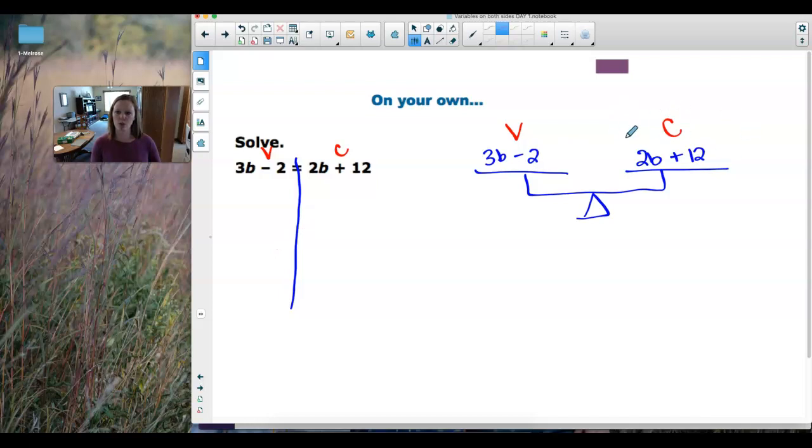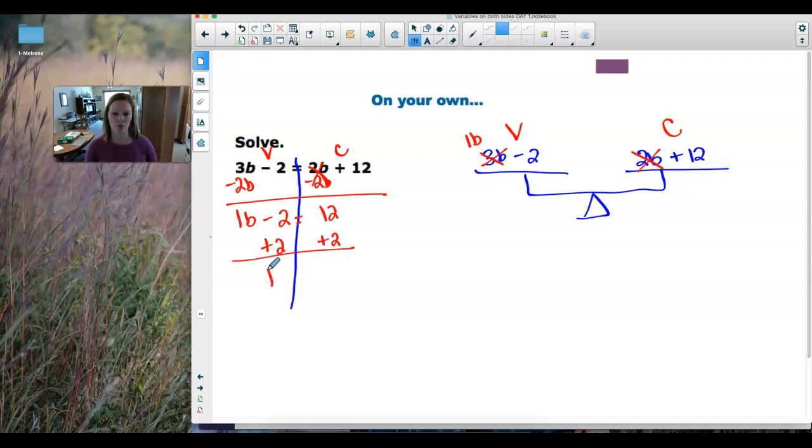Okay, so if I only want constants over here, I have to get rid of these two b's. So I'm going to minus 2b to get rid of those. The minus 2b here. Okay, I have to subtract 2b off this side, so I'd have 1b. 1b minus 2 equals 12. Okay, now we have a constant over here. We have a minus 2. To get rid of that minus 2, we have to plus 2 to both sides. And we have 1b equals 14.